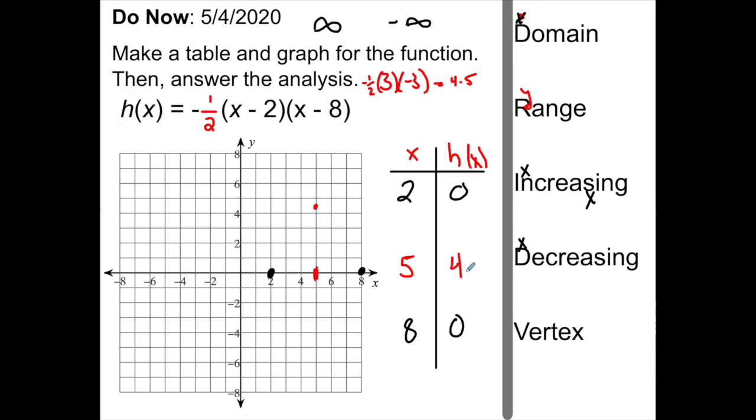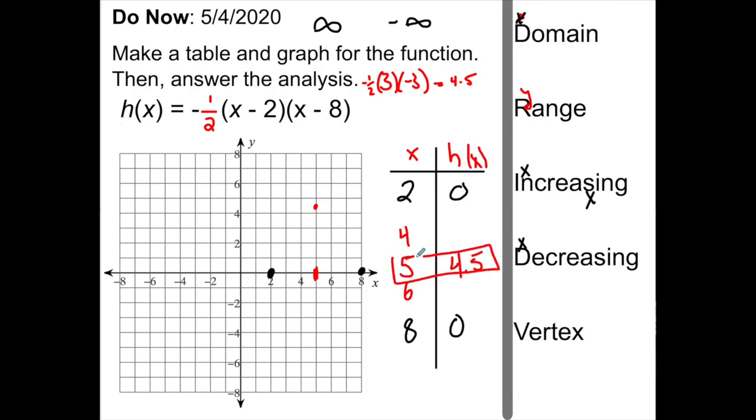And then remember, because you have the vertex, you have that nice symmetry. So all I need to do is choose one point that's a little bit smaller than 5, and then go the same amount greater than 5. So for example, I'll pick 4 and 6. And because 4 and 6 are each 1 less or 1 more than 5, that is, they are 1 away from 5, they will always have the same y value in this case, because the vertex is 5.